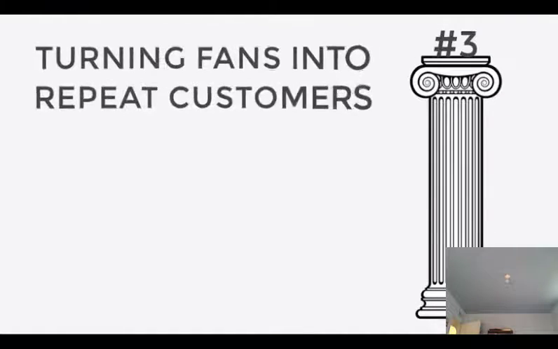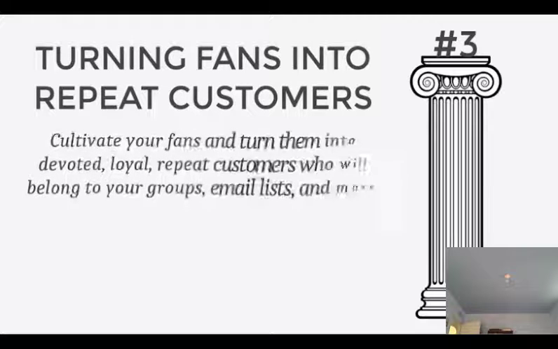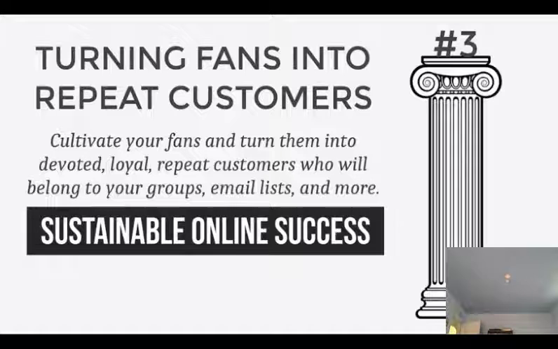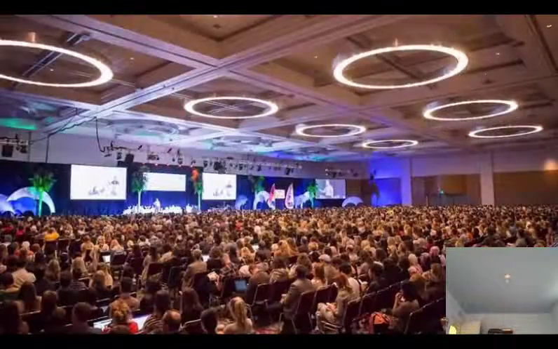Okay, pillar number 3. Pillar number 3 is all about being able to cultivate your fans and turn them into devoted, loyal, repeat customers who become insiders, VIPs, belong to your groups, your email list, your messenger list. This is all about sustainability. The power in this strategy is in the access that Facebook gives us to our fans. And what I'm talking about here is beyond the simple news feed access that you have on your Facebook page.